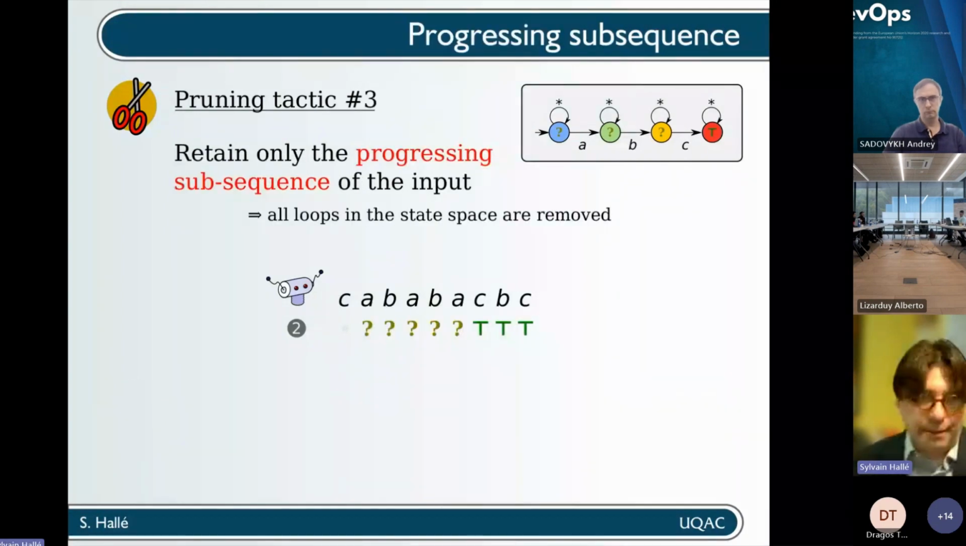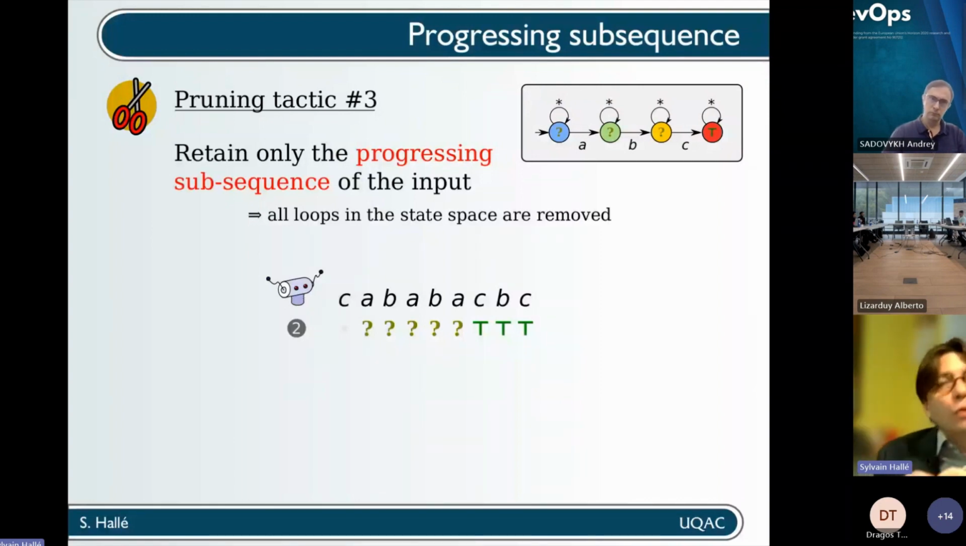Then we have pruning tactic number 3, which is the last one. We retain only what we call the progressing subsequence of the input. There's a formal definition of what this means. So for the presentation, all you need to know is that the progressing subsequence corresponds to all the loops in the state space that are removed.